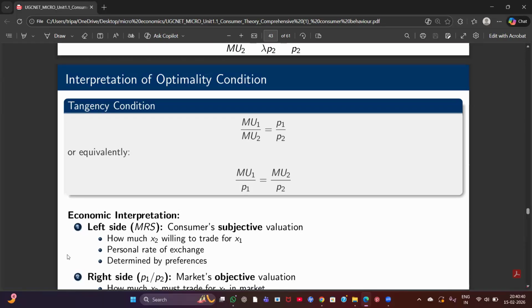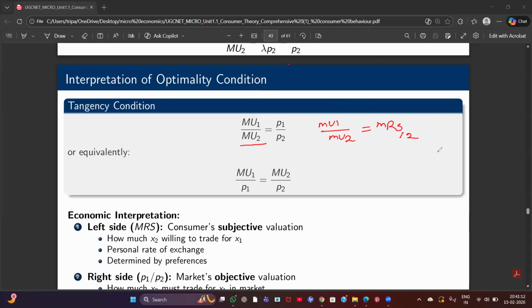Okay, here. What is mu1 by mu2? This mu1 by mu2, what is this? This is the marginal rate of substitution. It is completely from the perspective of the consumer. The market has nothing to do with mu1 by mu2. Only the consumer will explain it. For the consumer, mu1 by mu2 is also otherwise known as the marginal rate of substitution of the first for the second commodity.